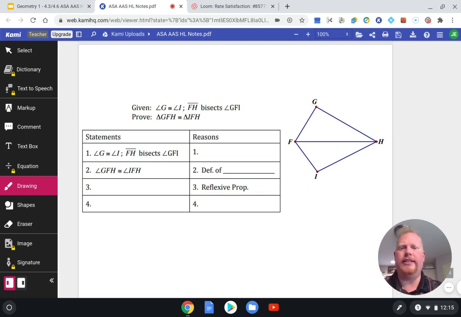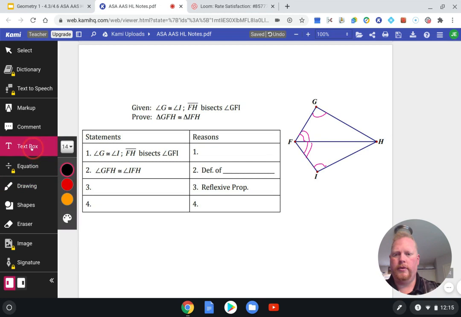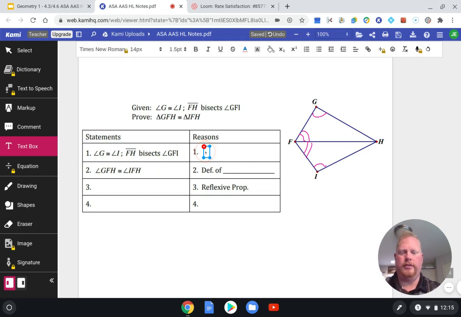So let's take a look at this example here. It says given angle G is congruent to angle I, so let's mark that up. FH bisects angle GFI. So angle GFI just got cut in half, which tells me that that angle is congruent to that angle. So that's our full given. So let's go ahead and type that in as our reason.